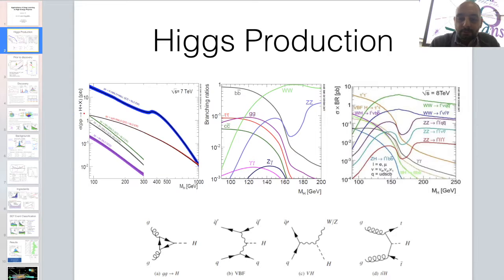You can have something called vector boson fusion. So you have the two quarks that are coming from each of the protons. They exchange a W or a Z, and they give off a Higgs. And in that exchange, the W or Z, they give off additional jets.